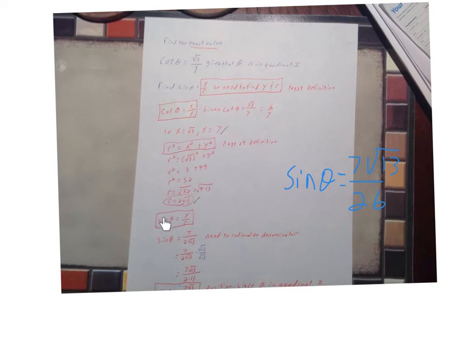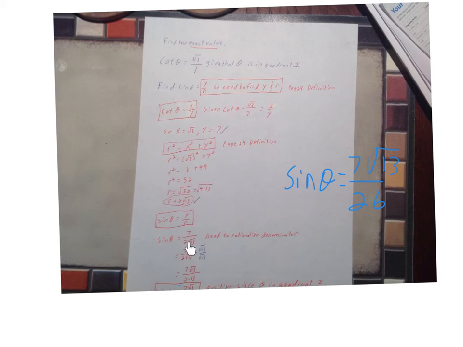And so if the sine of theta is y over r, we have y back here, 7, and we just found r, which is 2 square root of 13. You need to rationalize the denominator, you might have to look that up. If you multiply top and bottom by square root of 13, that'll take care of that. That removes the radical from the denominator.